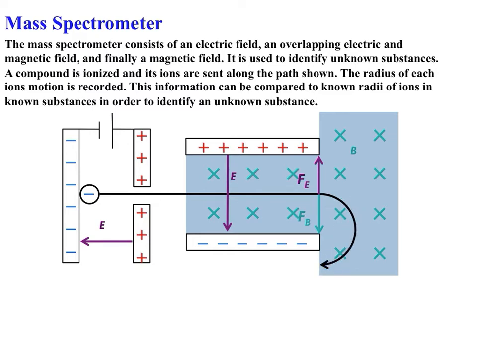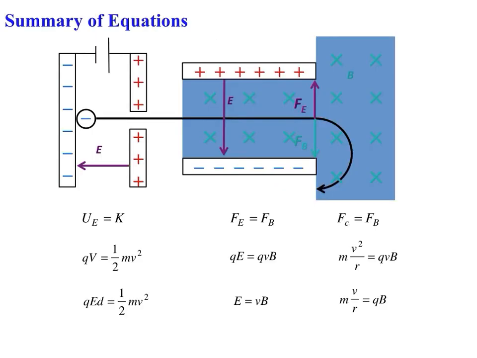Now the reason for this is the radius that it creates over here is then compared to known radii of other ions so that we can identify this unknown substance. So again, it's used in substance identification. So these are the different equations that we're using per section.